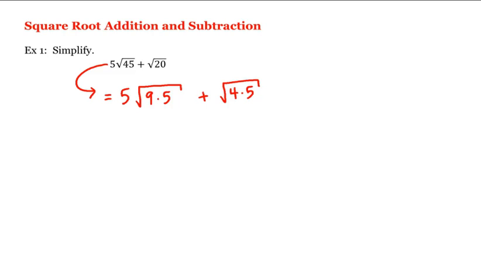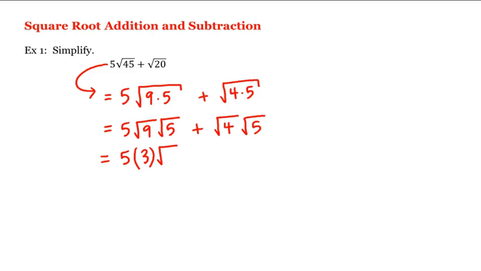And now by properties of radicals, this is equal to 5 times the square root of 9 times the square root of 5 plus the square root of 4 times the square root of 5, which is equal to 5 times the square root of 9, which is 3, times the square root of 5, plus the square root of 4, which is 2, times the square root of 5, which is equal to 15 times the square root of 5, plus 2 times the square root of 5.